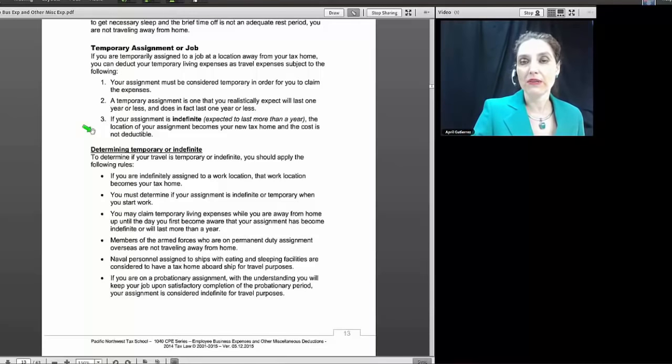Probably you'd maintain your home in San Francisco while you were working in Sacramento, and if you did that, you could deduct your expenses for living in San Francisco because you would be duplicating expenses while you were in Sacramento. But let's look at it a third way.